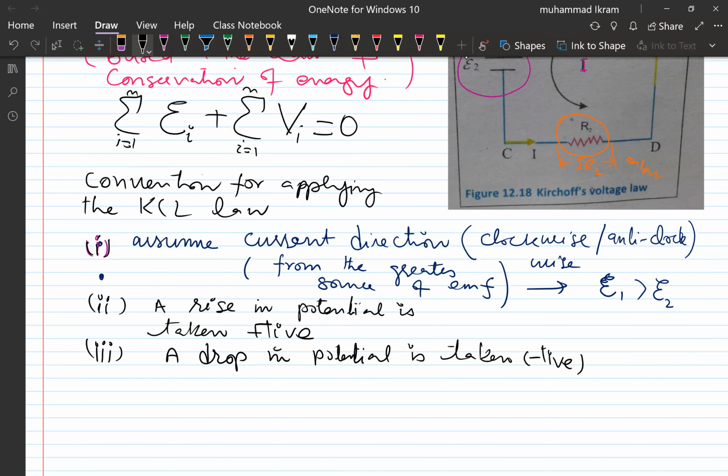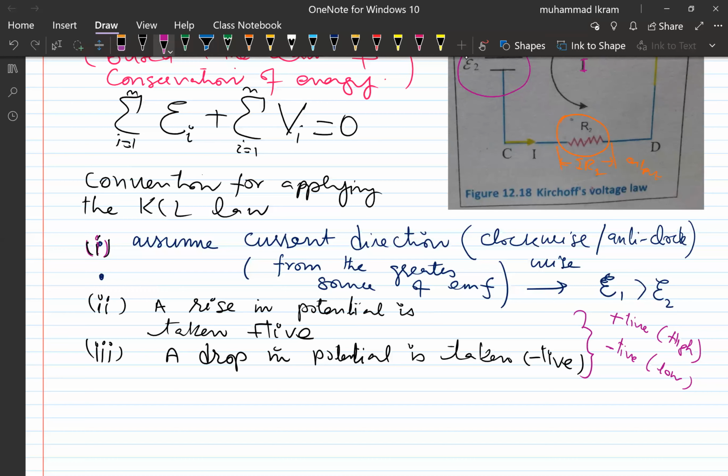Now remember one important thing: the positive terminal of the battery is considered high, and the negative terminal of the battery is taken as low. So if you move from positive to negative, this is a drop in potential, because you are moving from high to low, and it will be taken as negative. But if you move from the negative terminal towards the positive terminal, you are moving from low to high, so it will be taken as positive. So a rise of potential is taken positive.